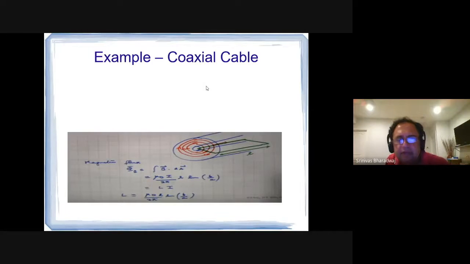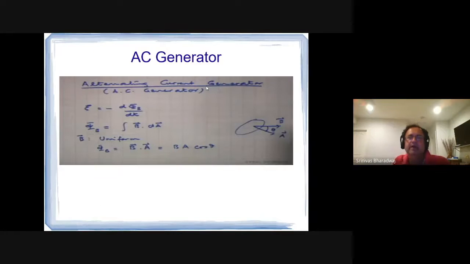I'm not going to go over the whole set of details here, and how these equations are derived in the context of Ampere's law, because I have to move on to a more important idea, which is the idea of the AC generator.